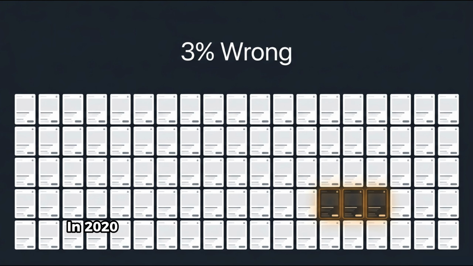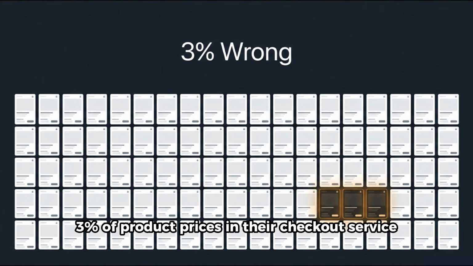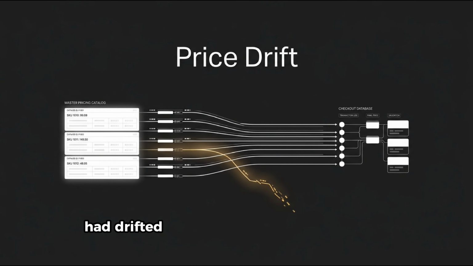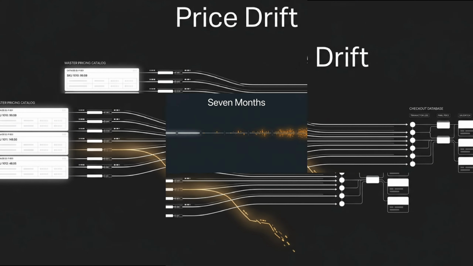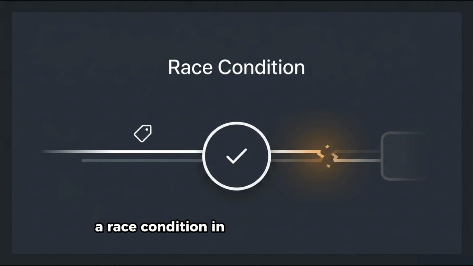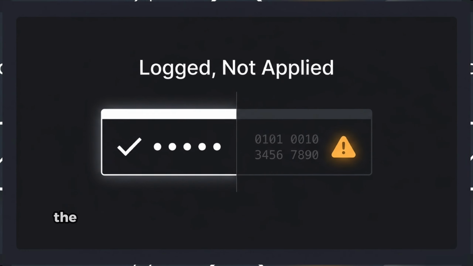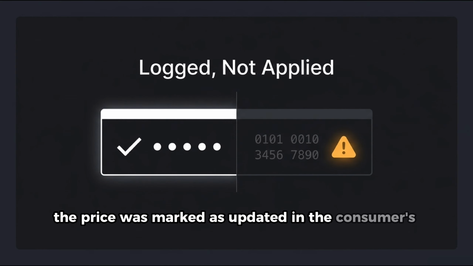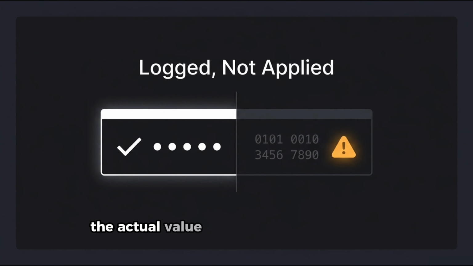In 2020, a retail platform discovered that roughly 3% of product prices in their checkout service had drifted from the master pricing catalog. The drift had been accumulating for 7 months. A race condition in their event consumer caused some price update events to be acknowledged without being applied. The price was marked as updated in the consumer's log. The actual value in the checkout database did not change.